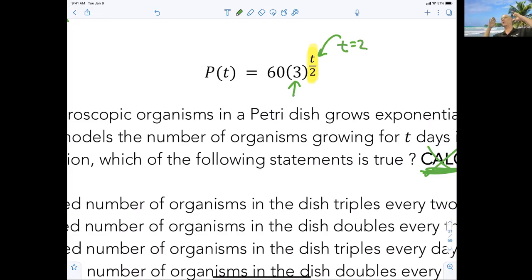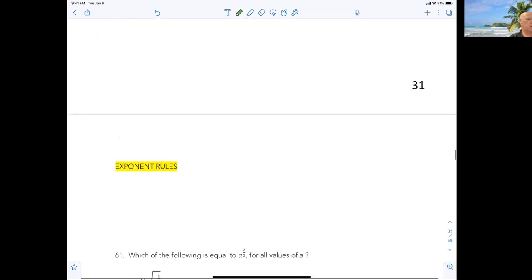I never, like I said, to me, this was easy because it's kind of logical thinking, right? Is anybody not sure what I'm saying logically about tripling? Triples every 2 days. All right, I don't know why they put calculator. All right, here we go.